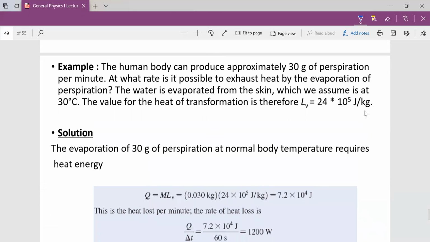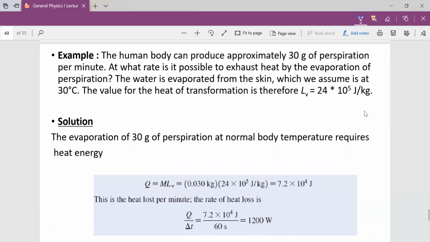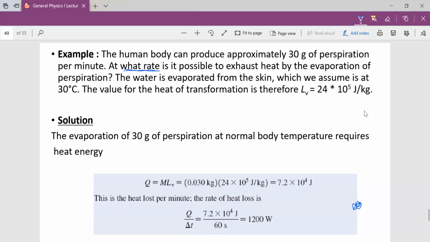The human body can produce approximately 30 grams of perspiration per minute. At what rate? See the word rate. Whenever you see rate, it's talking about the time factor as it applies to the term in question. We did not state a particular formula with the rate, but we'll see that in this example. So at what rate is it possible to exhaust heat by the vaporization of perspiration?